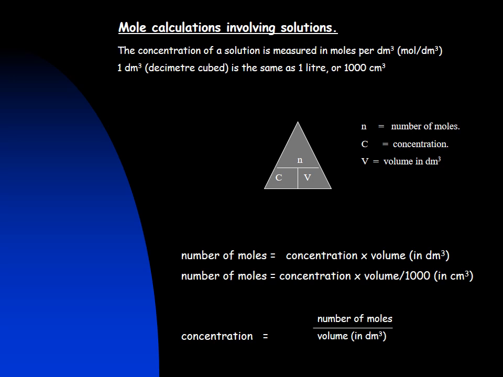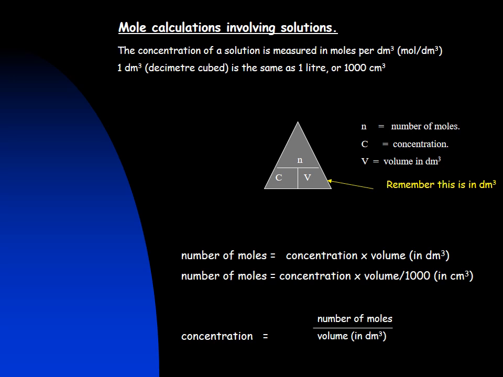be the only one. So the concentration of a solution is measured in moles per decimeter cubed. So how many moles there is in a decimeter cube, and decimeter cube is the same as 1 liter. Okay, and it's also the same as 1000 centimeters cubed. So the formula triangle here looks as follows. At the top we've got the number of moles, at the bottom we have concentration and volume in decimeters cube. Remember, the standard unit for volume is in decimeters cube.